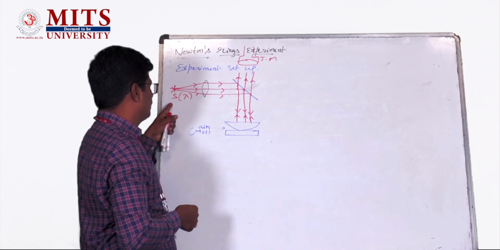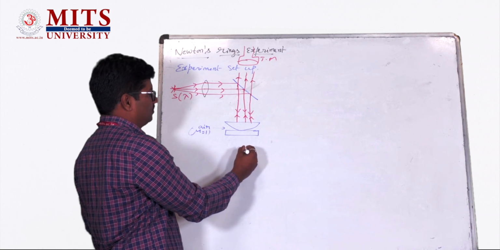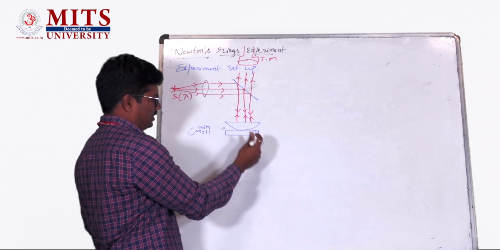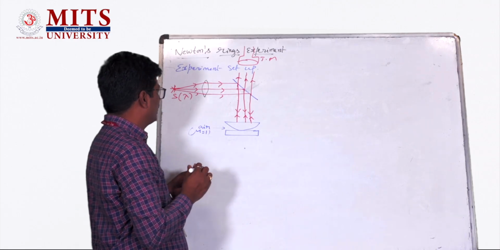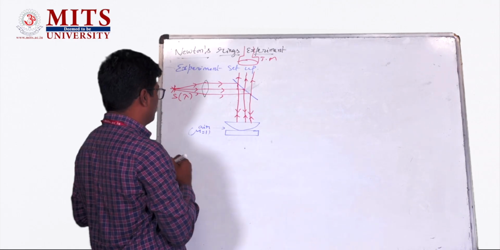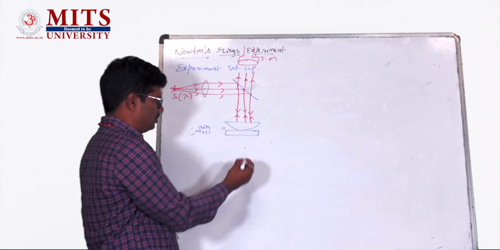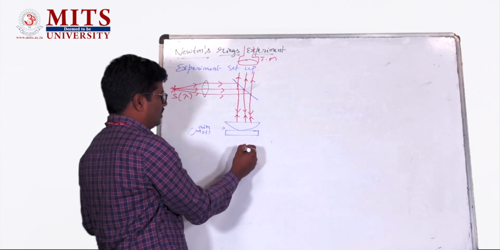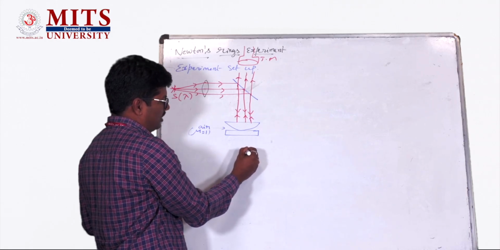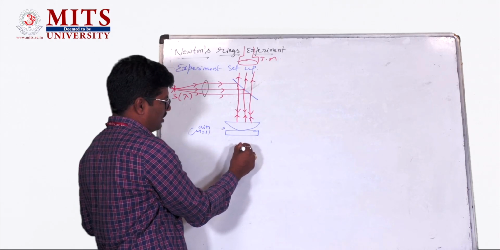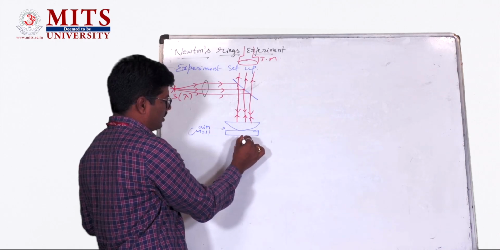Whenever you use white light here, you will get colored rings with black and white combination rings. But if you use a monochromatic light, whatever the color you use, suppose you're using yellow color light, a sodium vapor lamp, you will see yellow color. There will be dark at the center, and then yellow. Then there is dark, and then yellow. Then dark, and then yellow. So that will be your rings.